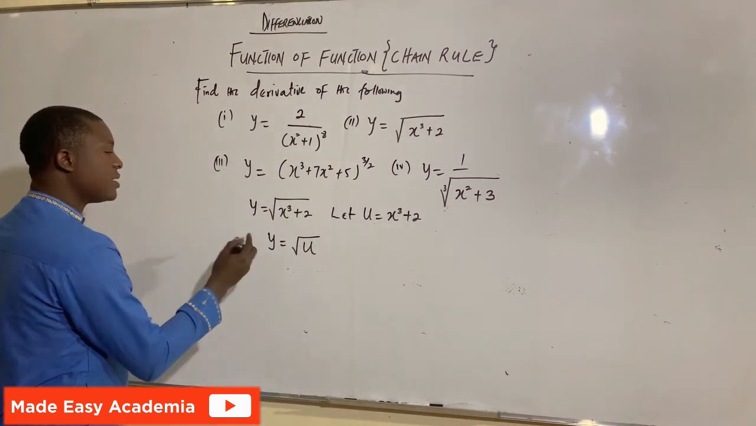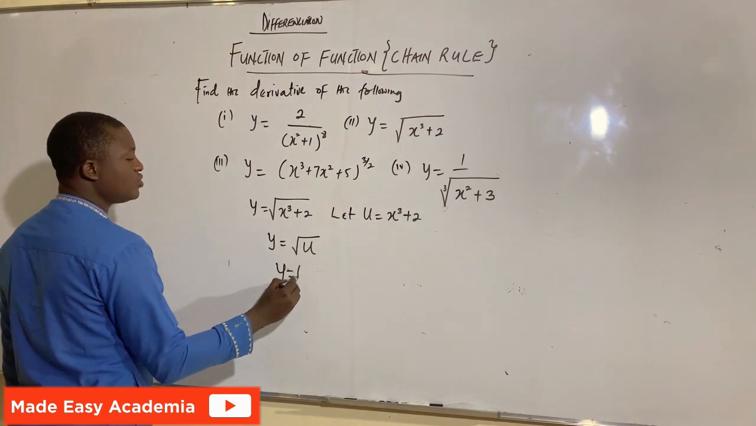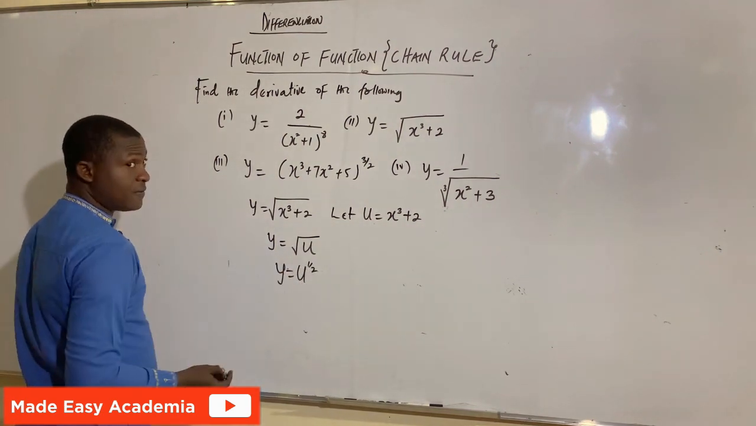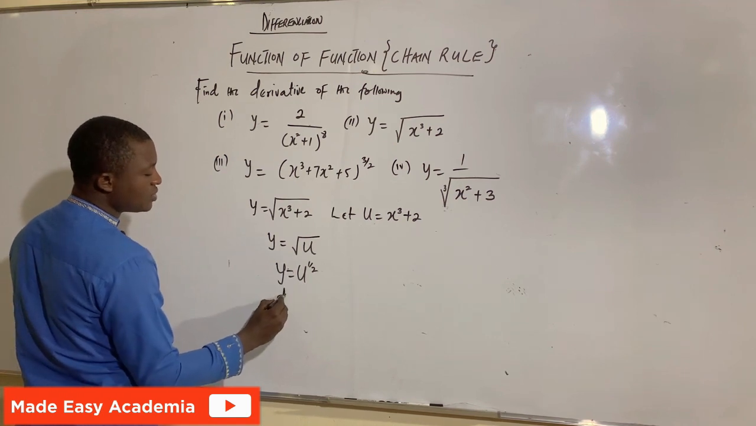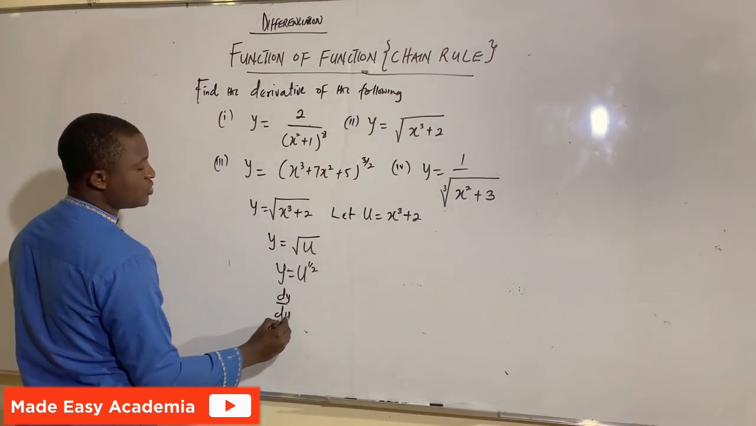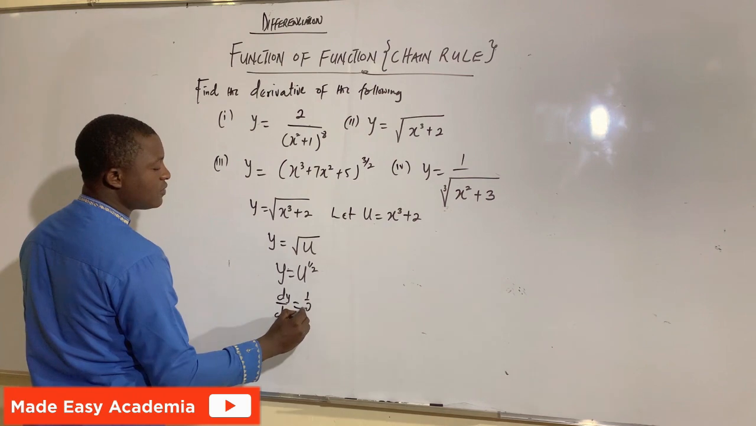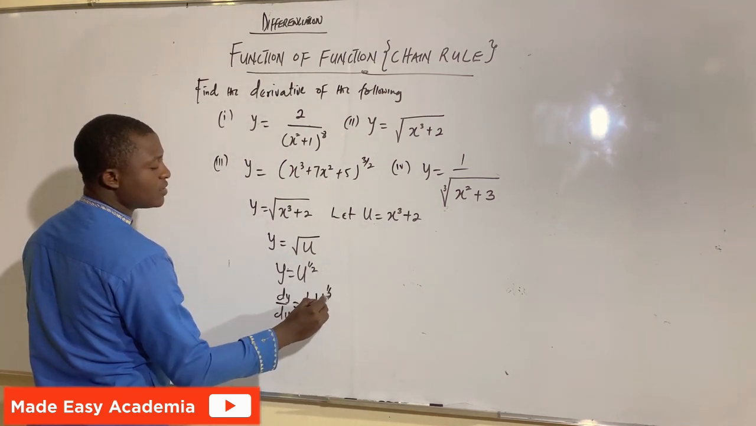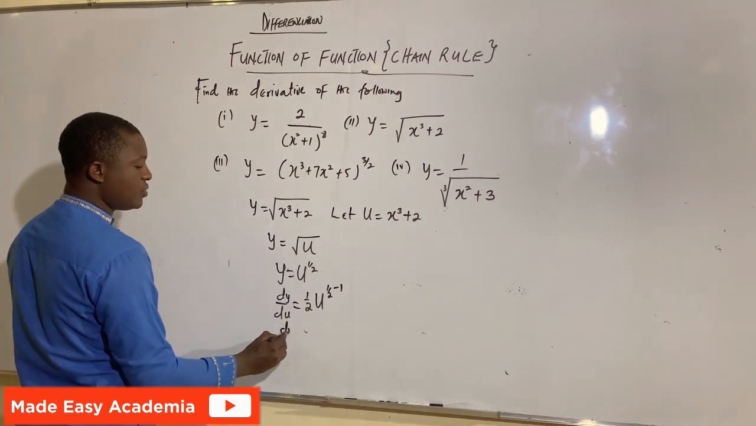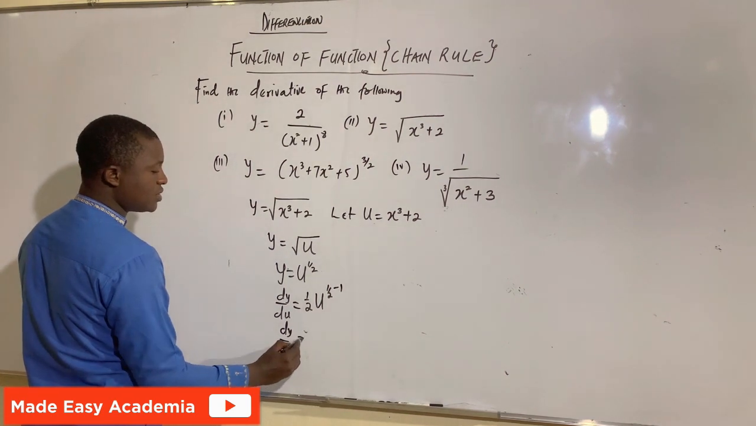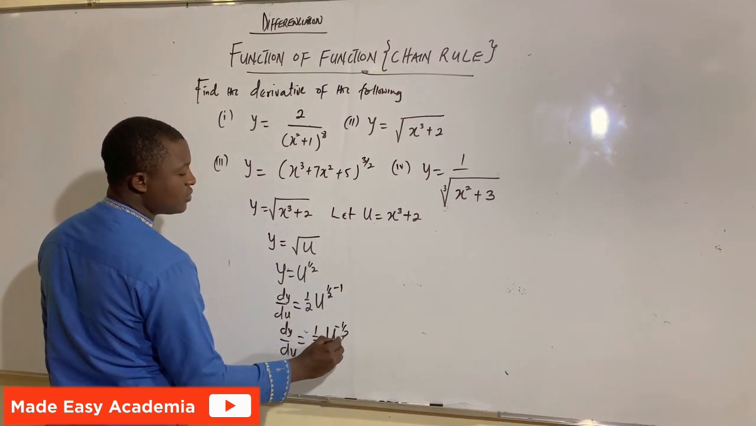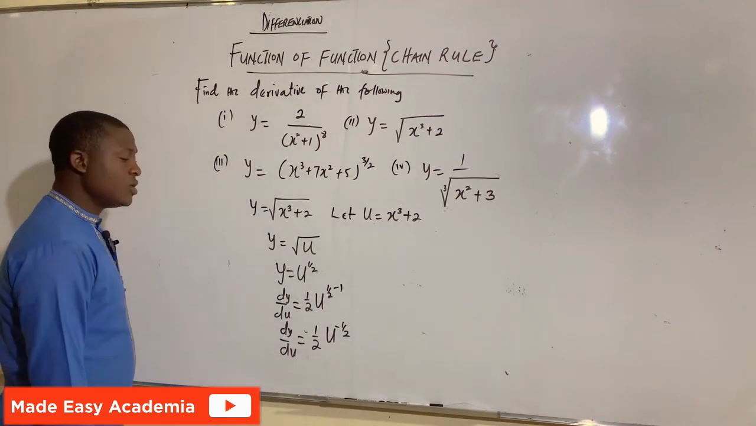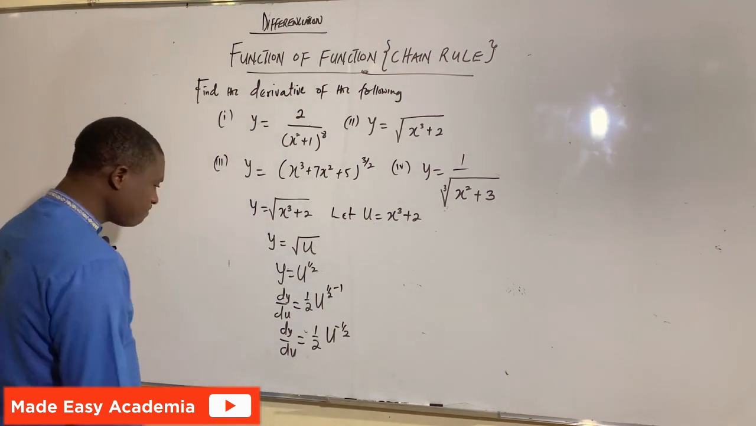So now I can write this as y is equal to u raised to the power of half. So this is y, this is u, this one will be dy du. As usual, the power comes forward, 1 over 2u raised to 1 over 2 minus 1. Then we have dy du is equal to 1 over 2u raised to 1 over 2 minus 1, and we have minus 1 over 2. You get it right?